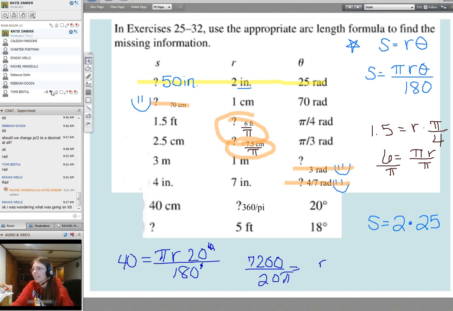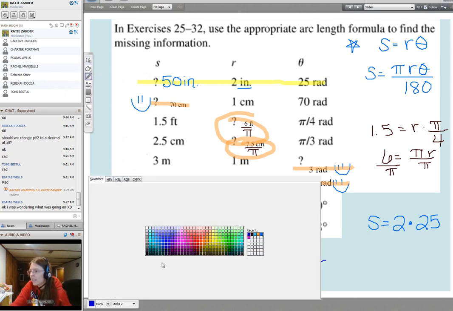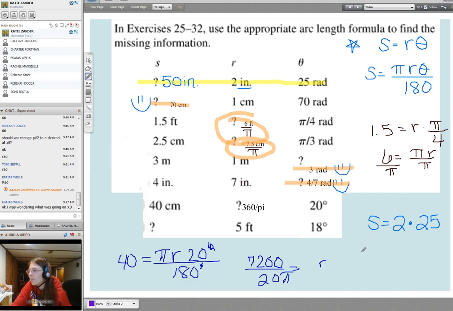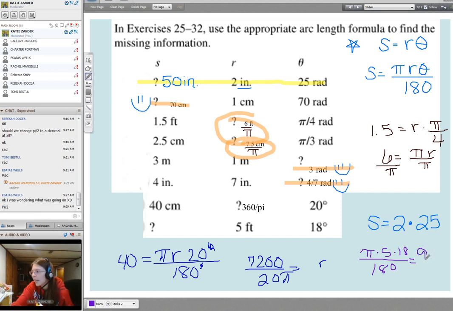And then let's take a look at the last one. We're trying to find S this time around. I'm running out of space. Let's see. I'm going to use the second formula because I am working in degrees again. So pi times 5 times 18, all divided by 180. Technically, the degrees have canceled now. So 5 times 18 is 90, right? 90 pi. There you go. Awesome. Over 180 is pi over 2.